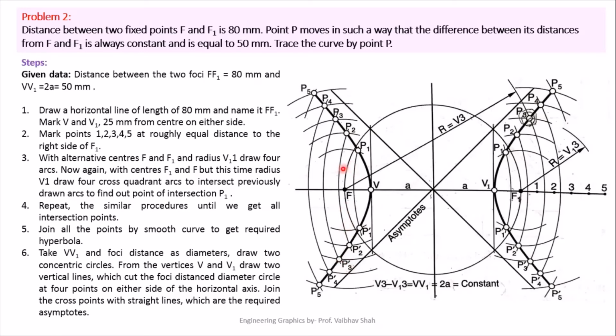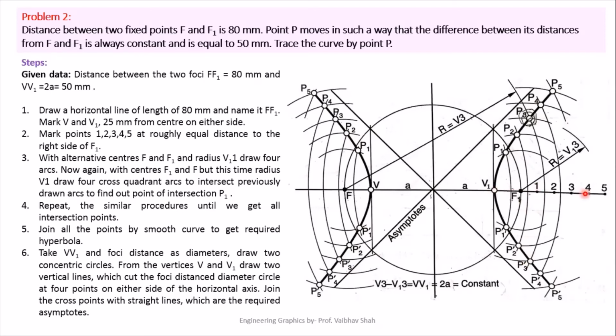Now change the center, keeping the same radius V tilde point 3, put your rounder at this center and try to cut this line here. So you will be having this point P3 and down there you will be having this point P3 dash. Similarly, let us take the distance of V1 tilde 4.